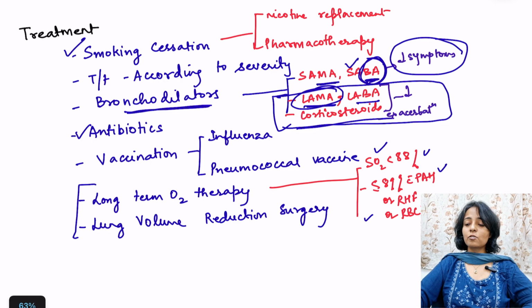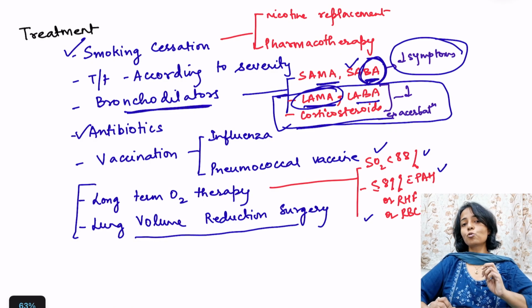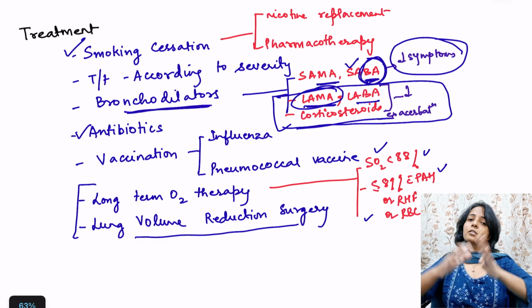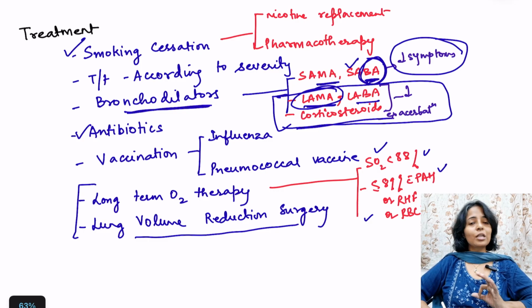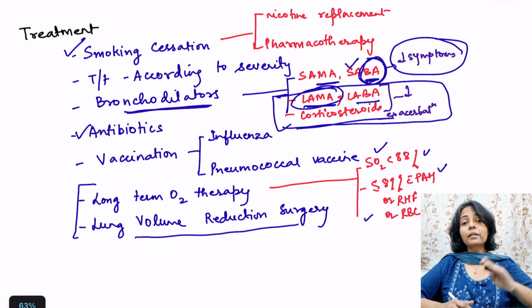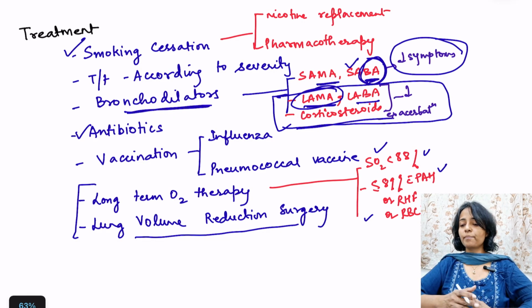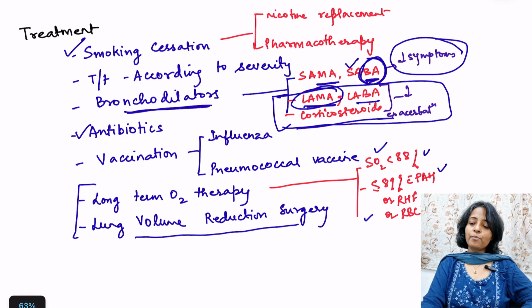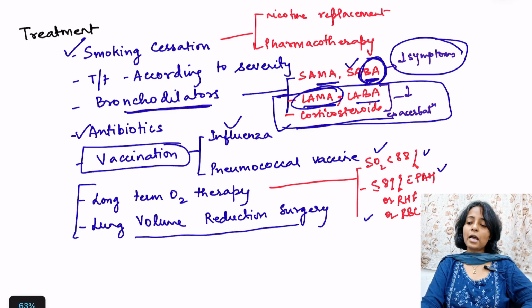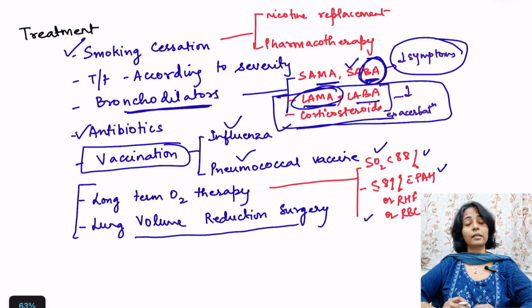Similarly, there are indications for lung volume reduction surgery, which I told you earlier also, that if it is diffuse emphysema, then we cannot do lung volume reduction therapy. However, if there is a localized emphysema, especially in upper lobe, or there is presence of a bulla, then bulectomy can be done, lung volume reduction surgery can be done, so that there is proper functioning of the lung which is remaining. Then one more very important thing, that for such patients, vaccination for influenza and pneumococcal vaccine is recommended.